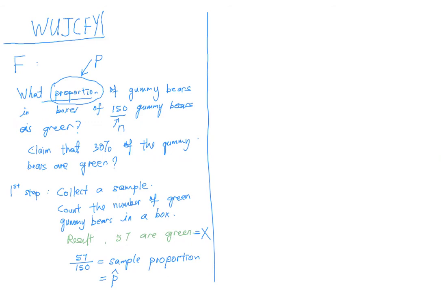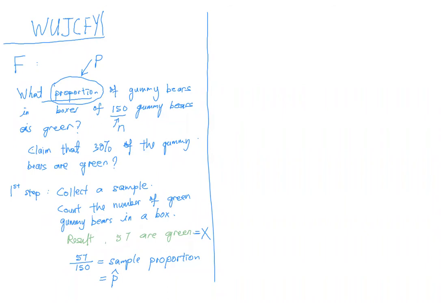Miss, I don't understand. There are a total of 150 gummy bears in the whole box, right? Then why is the sample also 150? Each box is a sample. So what's the population? The population is all the boxes of gummy bears produced by this company. Do you get me? Any other query? So this is the sample proportion. So is the sample proportion normally distributed?